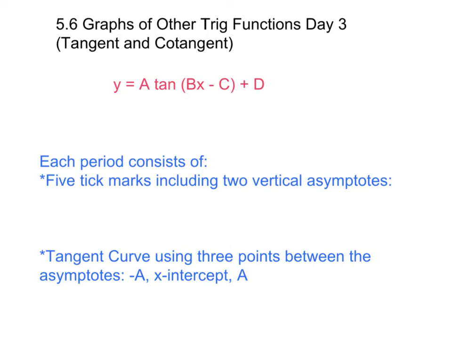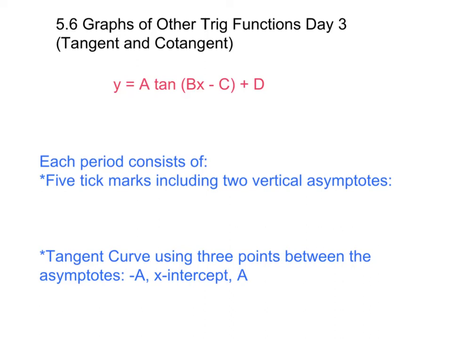D is still a vertical shift, up or down. But with tangent, we don't have an amplitude. But A still helps us to graph it. So what I've included, it says each period consists of 5 tick marks, including 2 vertical asymptotes. Because if you notice around the unit circle, at pi over 2 and 3 pi over 2, tangent is undefined.